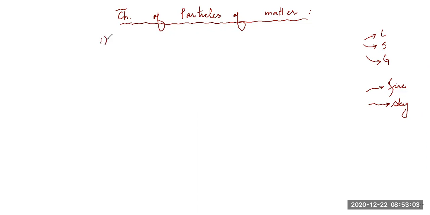First characteristic: particles of matter have space between them. These particles have space between them. Space means room between them. Particles may be arranged like this. Particles, like maybe atoms, may be arranged like this. So this is the space between them.